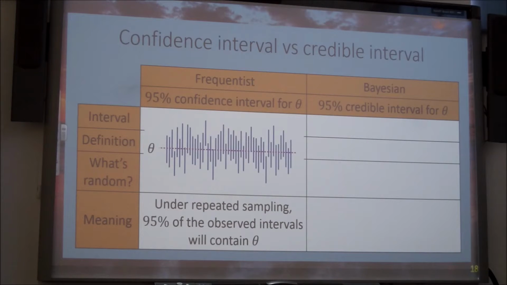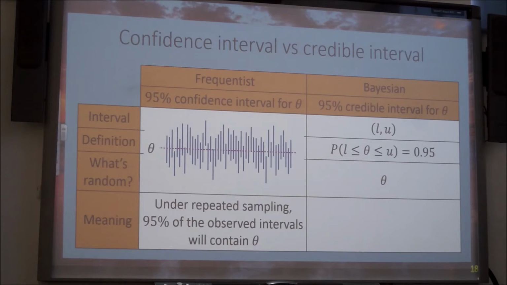In a Bayesian approach, we have a credible interval instead of confidence interval, and I'll call it the interval LU, and L and U are just constants, and we have the probability that theta lies between L and U is 0.95.